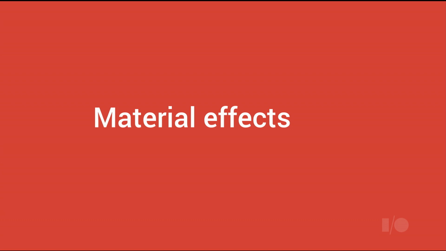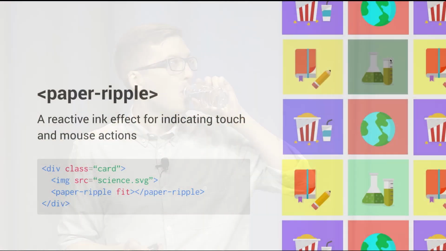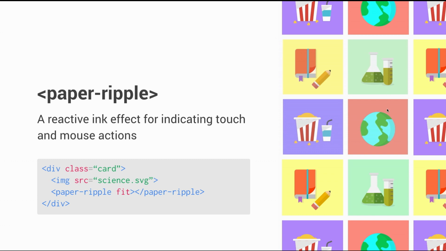Now, we wanted other developers to be able to use the cool effects that are in the material design system in their own elements. And so what we've done is we've actually broken those effects out into standalone elements that anyone can drop into an element that they're working on. So this is a paper ripple element. This is how we actually generate that cool reactive ink effect that you see in all of the paper elements.